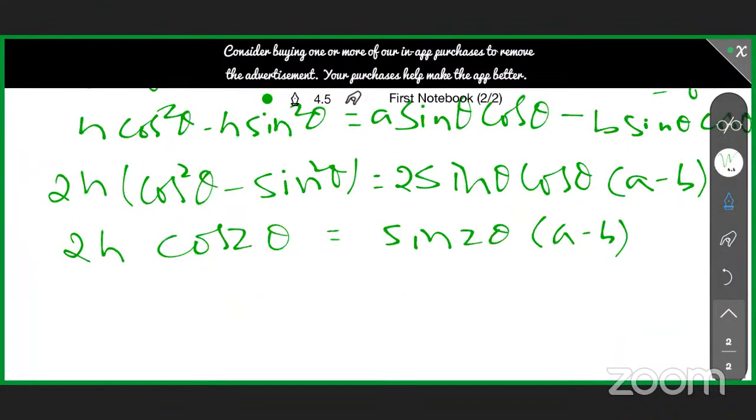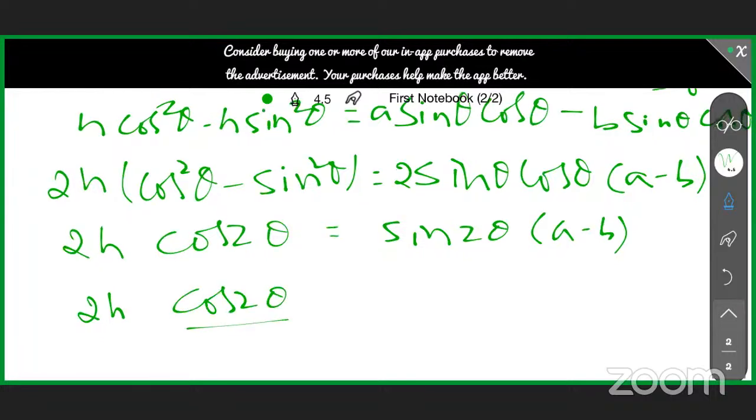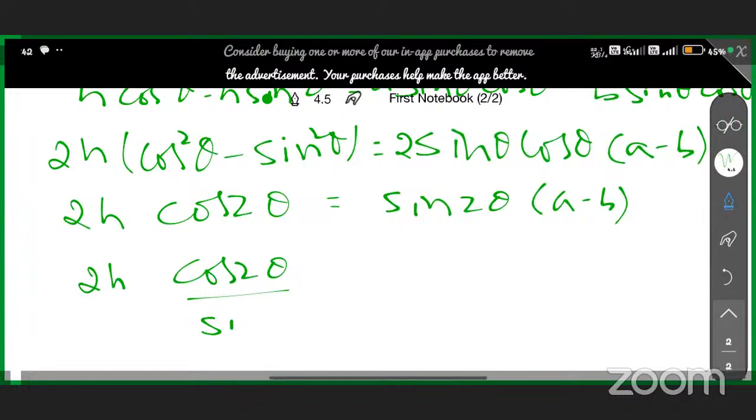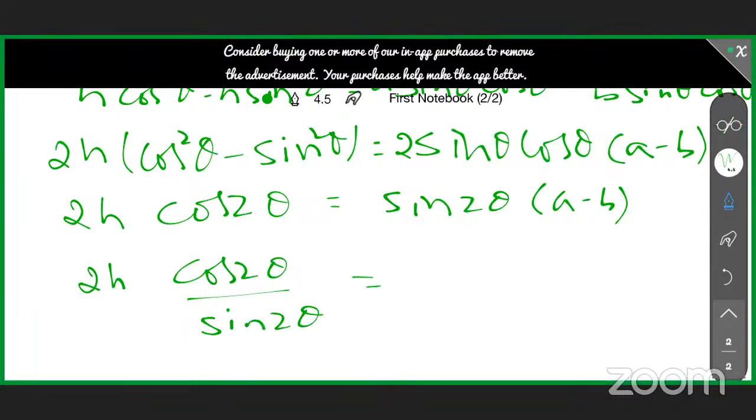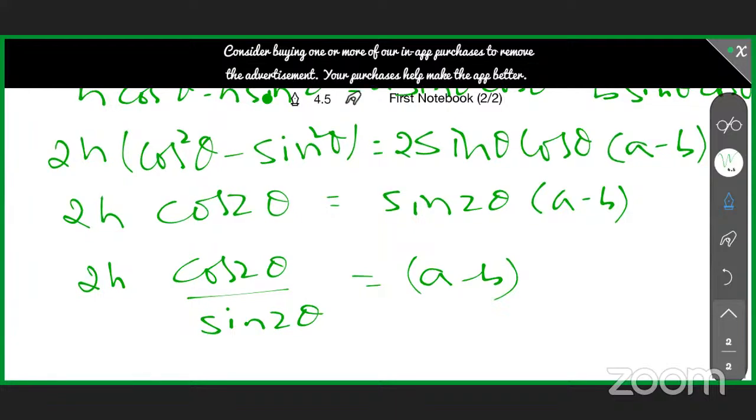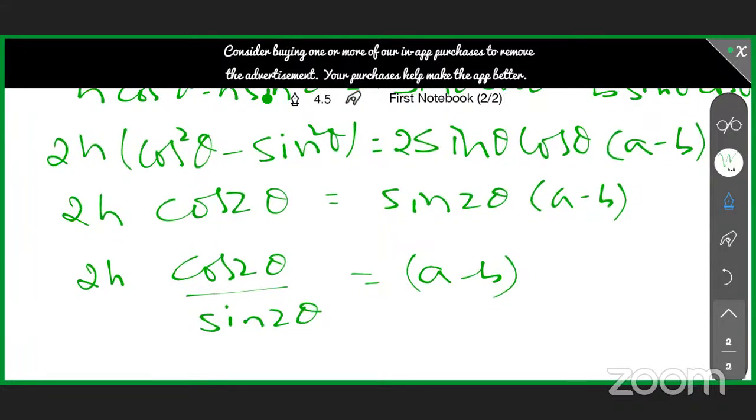Let us say I am sending this sin theta here. So 2h is there, cos 2 theta. Sin theta, if it comes this side, it will become down, sin 2 theta. Correct? Is equal to A minus B. Yes or no? Yes, sir. So it will become 2 cot theta.